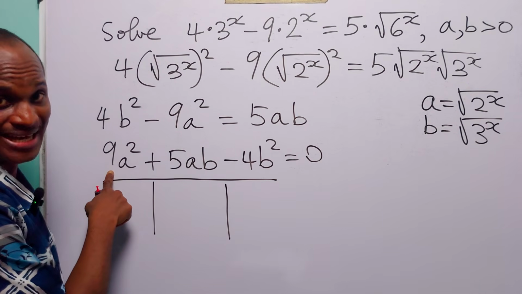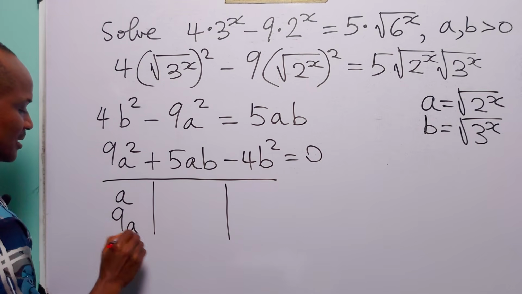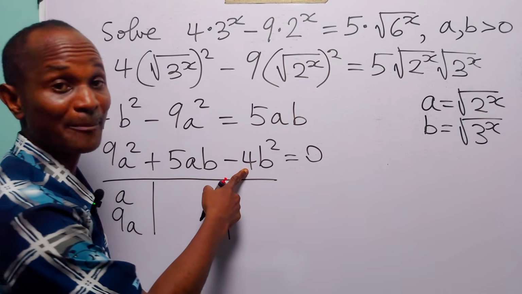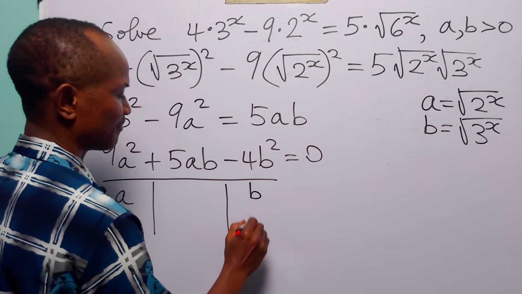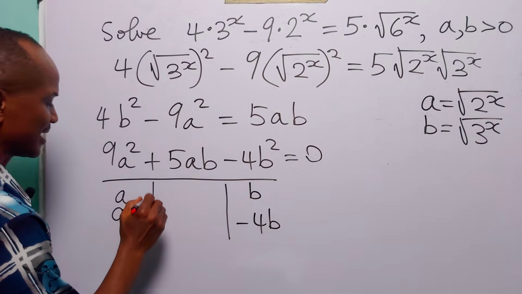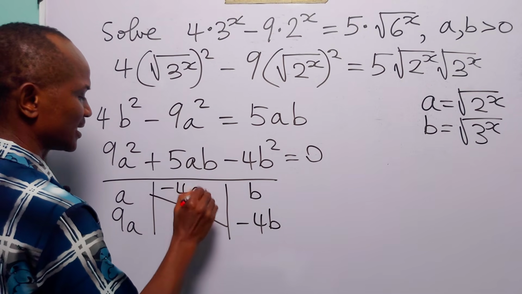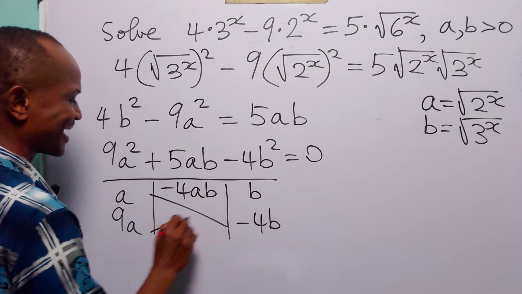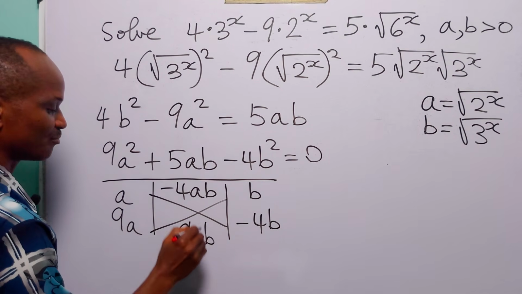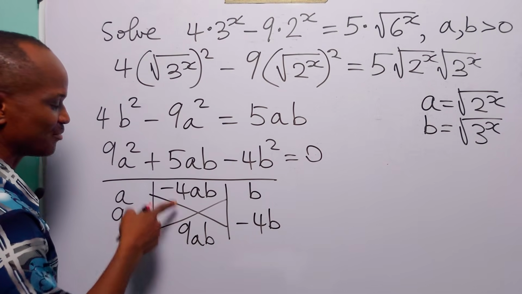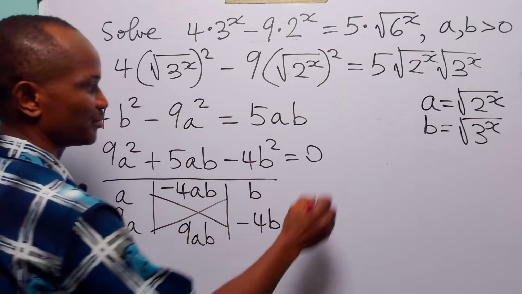What are the factors of 9a squared? We have a and 9a. What are the factors of minus 4b squared? We have b and minus 4b. Now, a times minus 4b is going to give us minus 4ab, while 9a times b is going to give us 9ab. And 9ab minus 4ab is going to give us 5ab.